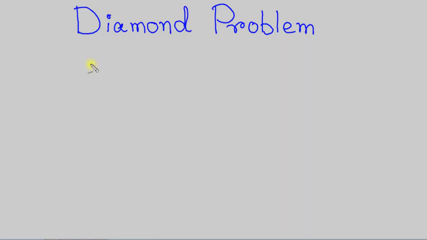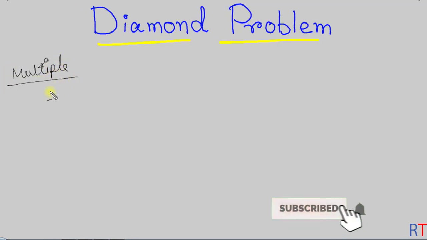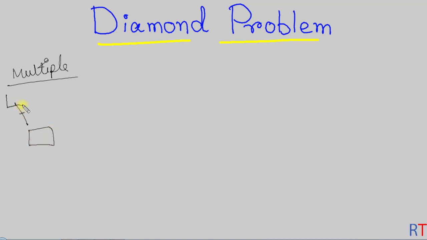Hey, what's up guys? In this video we're going to talk about the diamond problem in Java. In Java, the diamond problem arises because of multiple inheritance, by which one child class can acquire the properties of multiple parent classes, and this structure creates ambiguity between method calls.